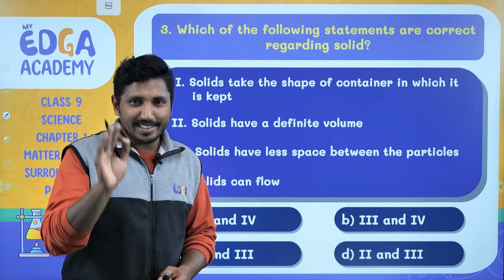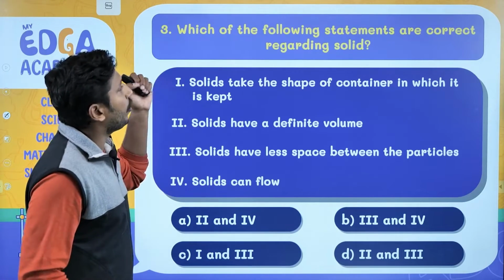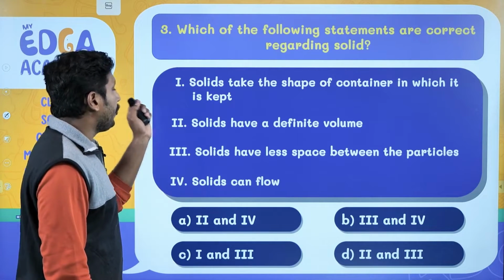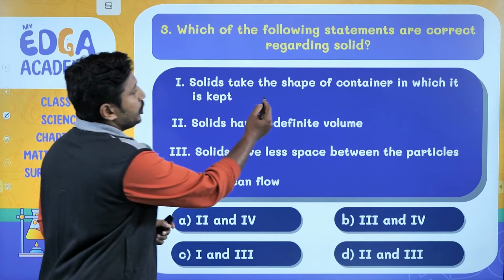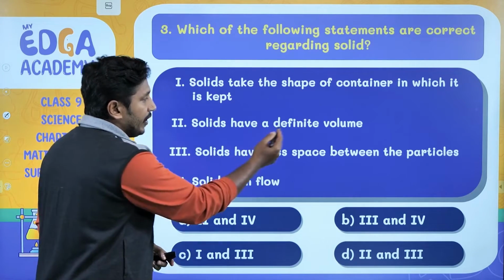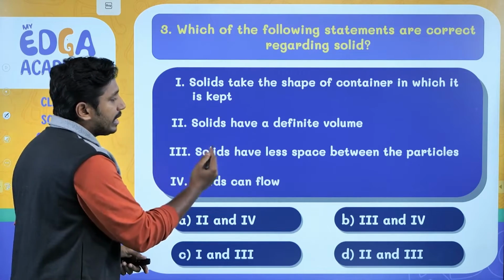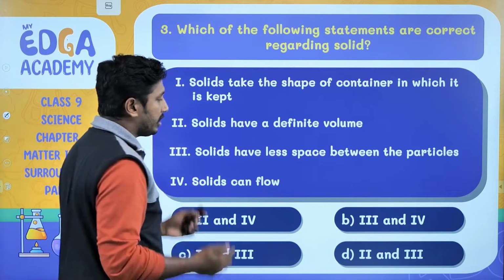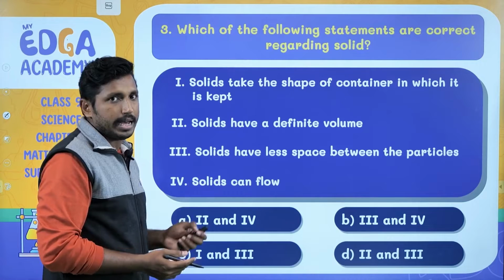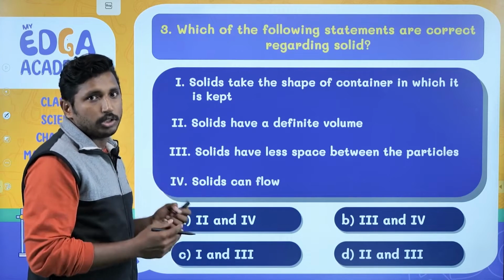Now let's move on to the third question. The question is, which of the following statements are correct regarding solid? So our first statement is, solids take the shape of container in which it is kept. Second one, solids have a definite volume. Third, solids have less space between the particles. And the final one, solids can flow.